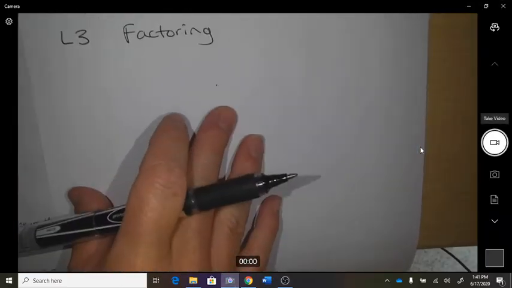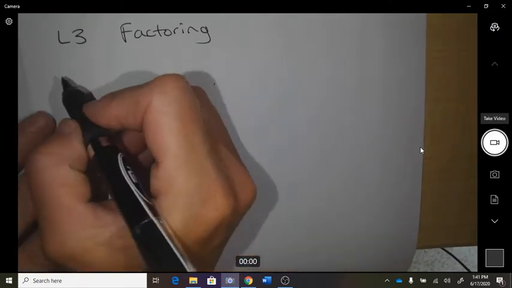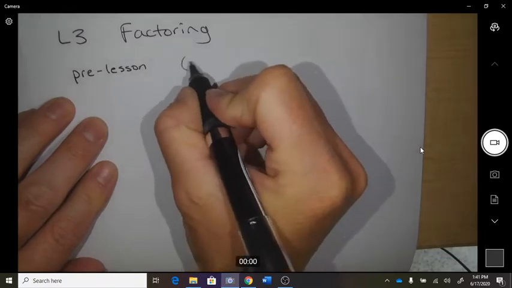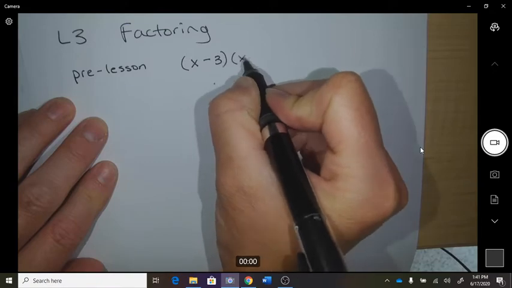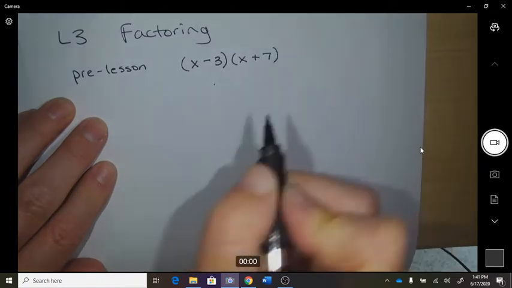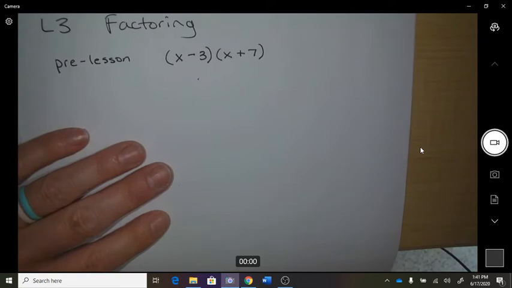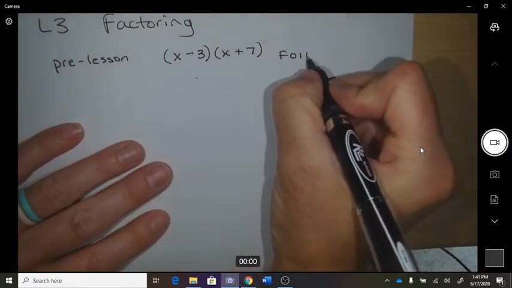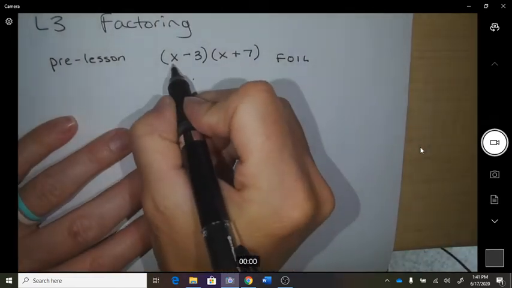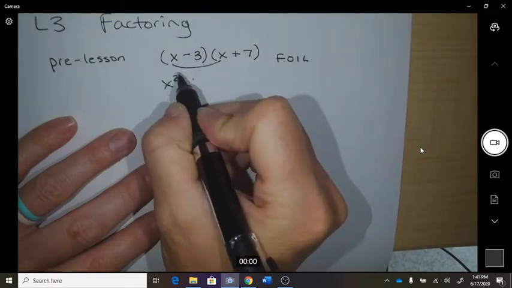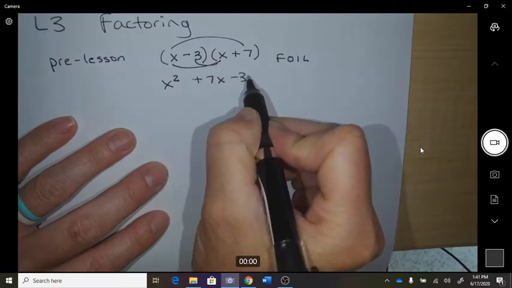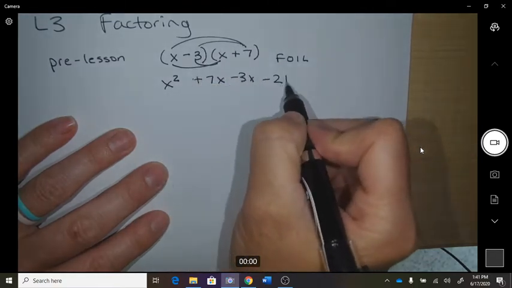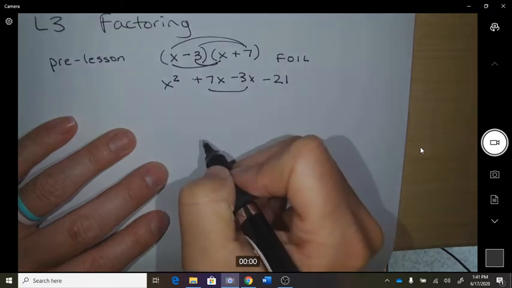Okay, lesson 3 is on factoring. So let's just recap how to multiply two binomials. Okay, so when we multiplied these binomials, we did a process called FOIL. First times first is x squared. Outsides, insides, and last. And then we added those together.